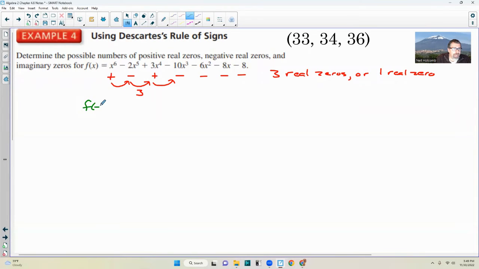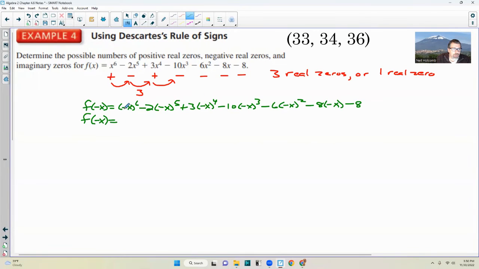Now we're going to do f of negative x, which is negative x to the 6th minus 2 times negative x to the 5th plus 3 times negative x to the 4th minus 10 times negative x to the 3rd minus 6 times negative x squared minus 8 times negative x minus 8. So I need to do f of negative x and change the signs. A negative x to an even power is positive, so x to the 6. This is a negative times a negative, so it's positive 2x to the 5th. And this is a positive times a negative, so that's negative 3x to the 4th. Negative times a negative is positive 10x cubed. Negative times a negative is positive 6x squared. Negative times a negative is positive 8x minus 8.